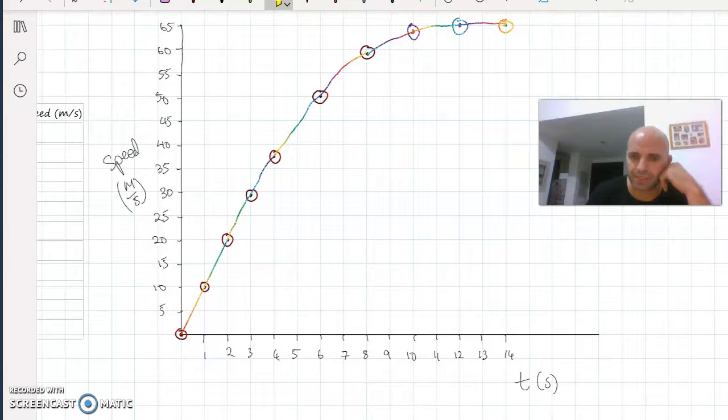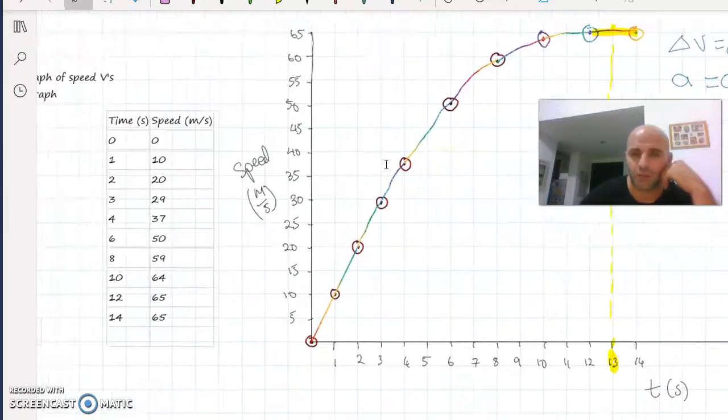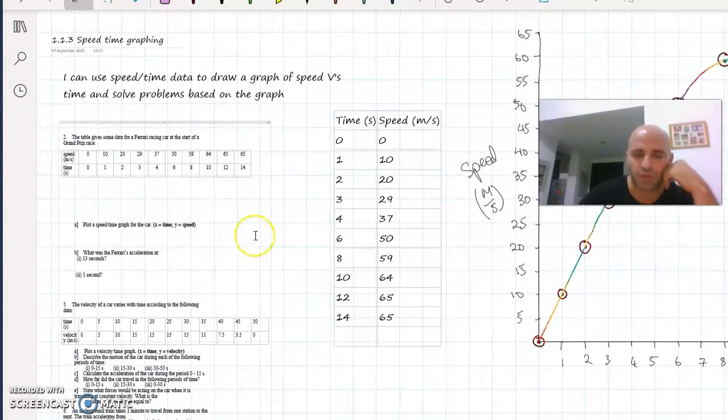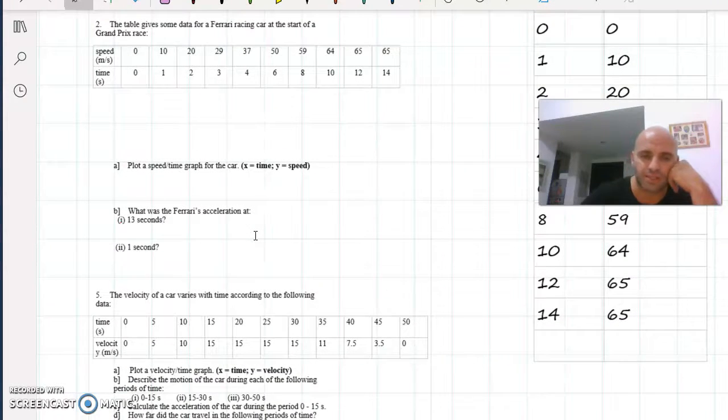So 13 seconds is here, and if you come up along from there, you'll see that during this entire interval between here and here, the speed doesn't change at all. So the change in velocity is 0. And if the change in velocity is 0, that means the acceleration must also be 0. Because that part should be flat on a speed time graph. And of course, the gradient of the speed time graph gives us the acceleration.